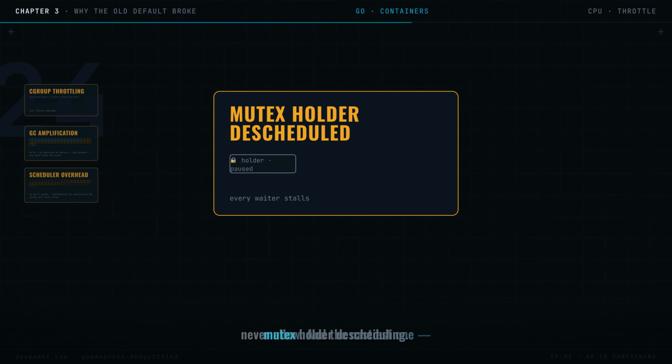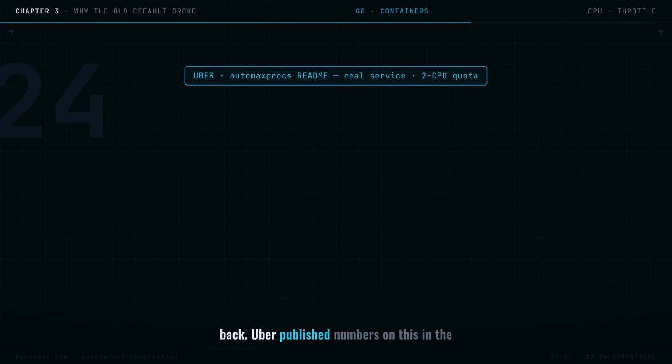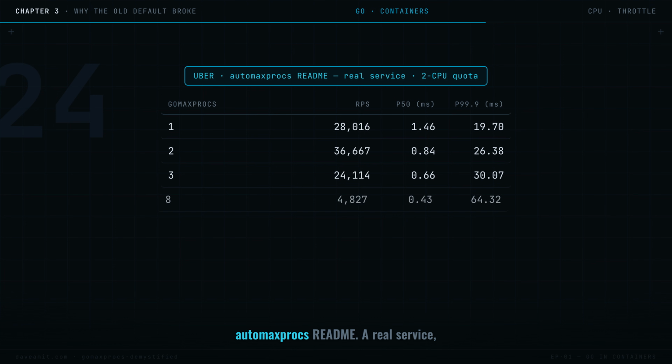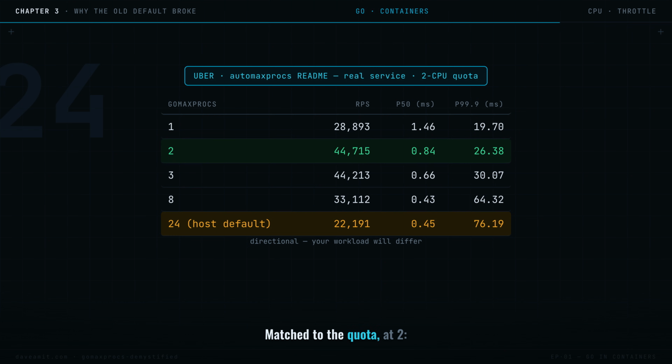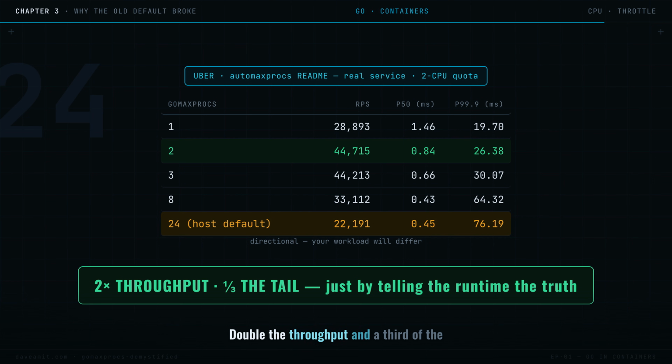And the nastiest one, mutex holder descheduling. The kernel pauses a thread that's holding a lock, and every waiter stalls until it comes back. Uber published numbers on this in the automaxprocs readme. A real service, 2 CPU quota, at the host default of 24 Ps: about 22,000 requests per second, P99.9 around 76 milliseconds. Matched to the quota at 2: almost 45,000 requests per second, P99.9 around 26. Double the throughput and a third of the tail just by telling the runtime the truth.